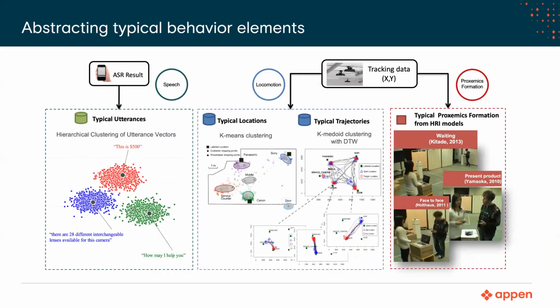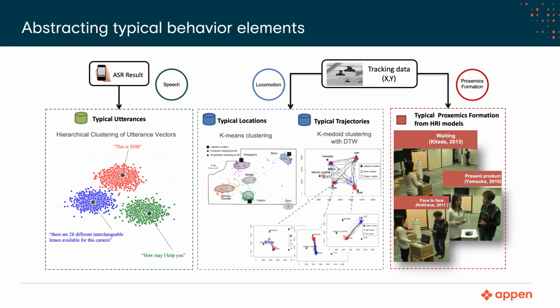So even though there is natural human variation, at its core there are some common, repeatable behavior patterns people usually follow. So we can extract this data into meaningful representations of typical behavior elements. For speech, we use a standard NLP technique that can represent the ASR result as an utterance vector. Then once we have these vectors, we can cluster them and extract typical utterances for each cluster.